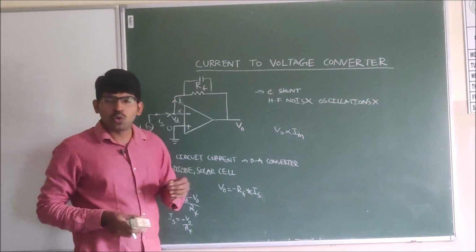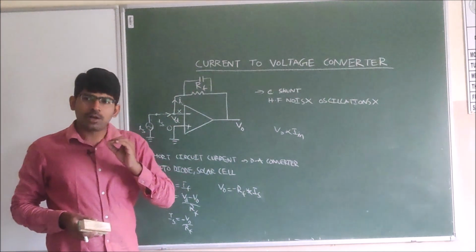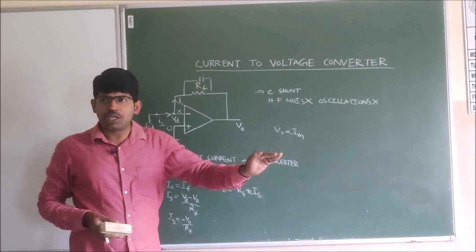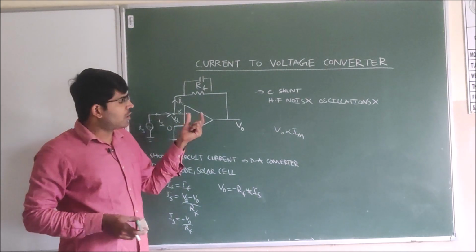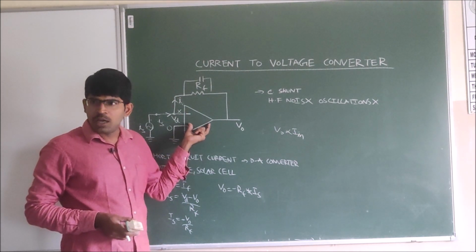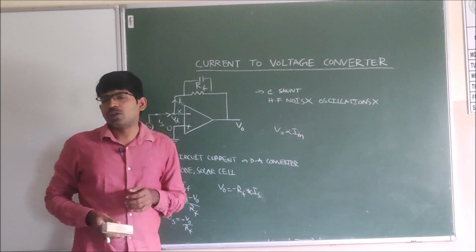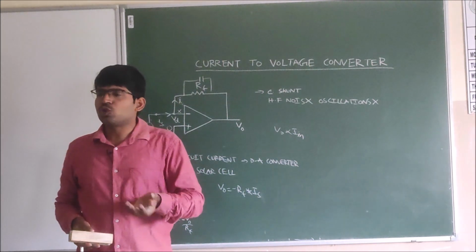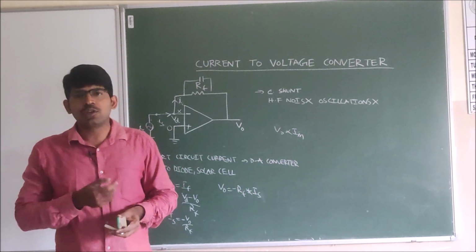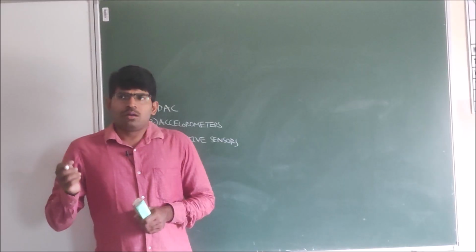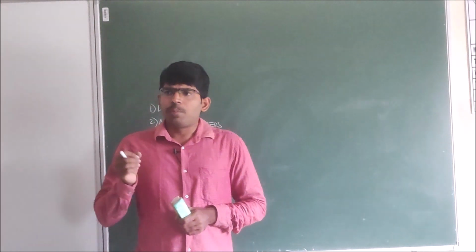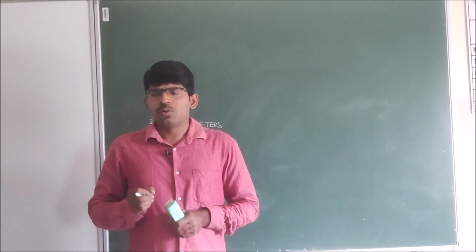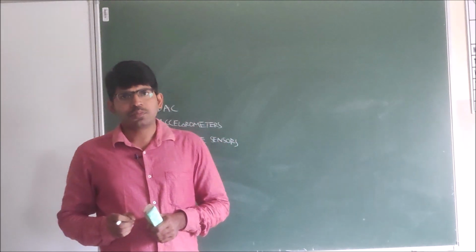So we have discussed only one important point: with respect to the input current, the output voltage should change. For that we have designed this circuit. And where we are using this circuit, we also discussed. Whenever we want to measure any short circuit current or the current in the solar cell or photovoltaic cell, this circuit is very much useful to us. We discussed the application of the current to voltage converters in the photodiode or photovoltaic cell.